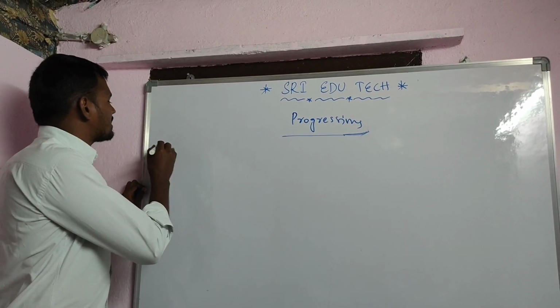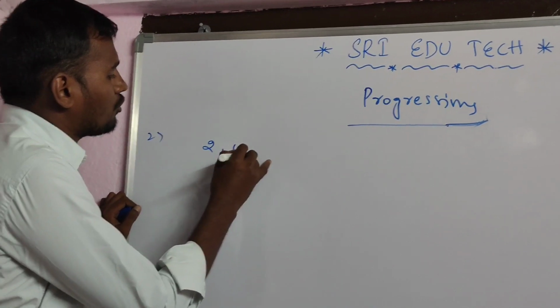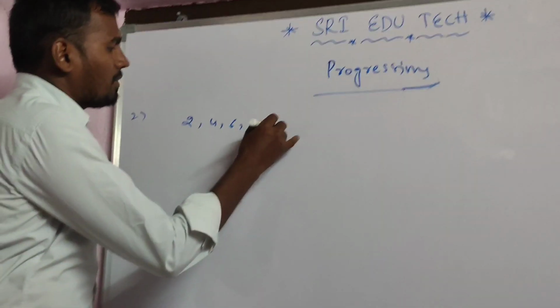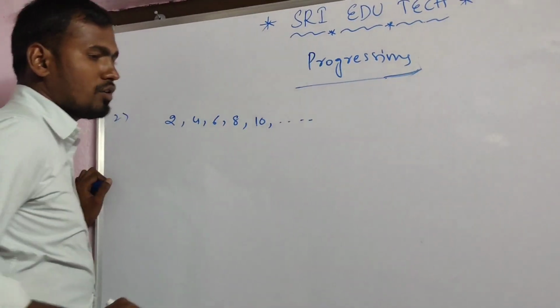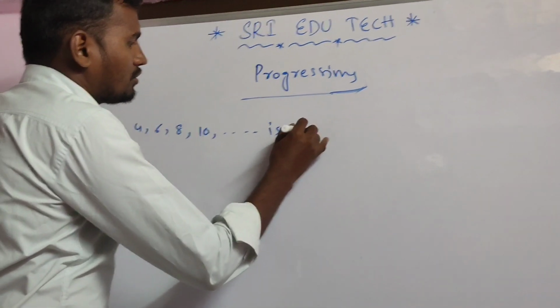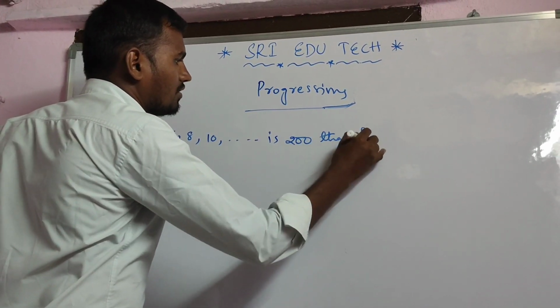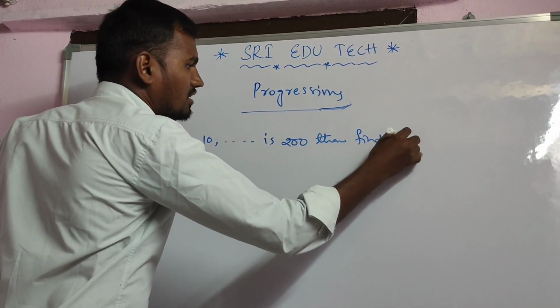Right, next another question. See 2, 4, 6, 8, 10, up to so on is 200. Then find the nth term.